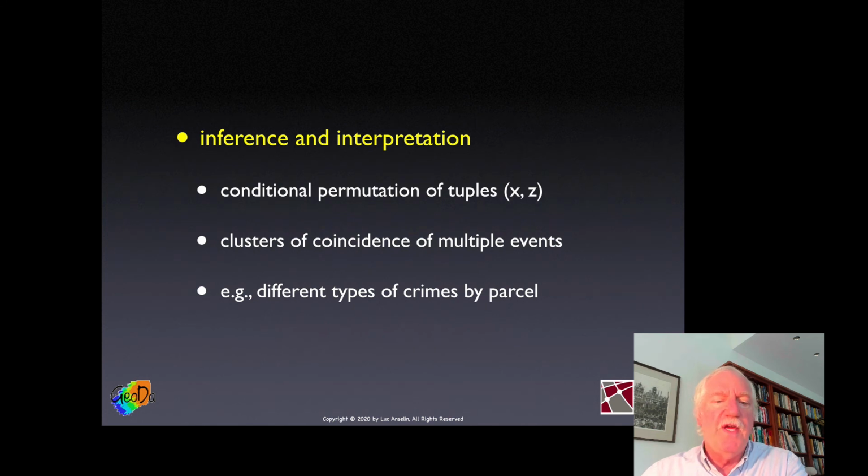So same thing as always, conditional permutation of the tuples, and we count how often this happens under spatial randomness, and we compare whether this is rare or not. So we're really looking for clusters of coincidence of multiple events, not just in a location, but surrounded by other locations that are the same.